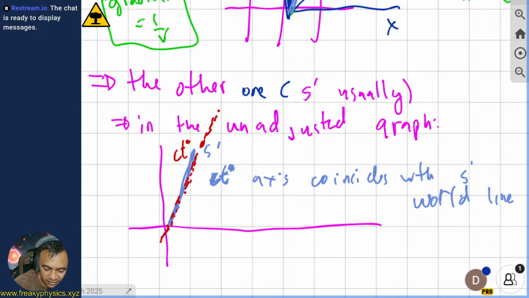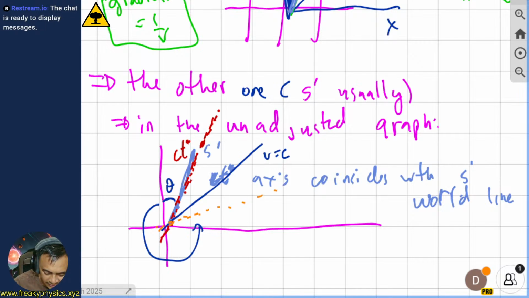Now the other line we need to draw here, we still need to draw that v equals c line. But the idea now is whatever this angle is, that's going to be the same as this other angle. Let's not use red, let's use orange in this case. We're going to draw another line like this, and this is also going to be theta. And this is going to be your x prime axis.